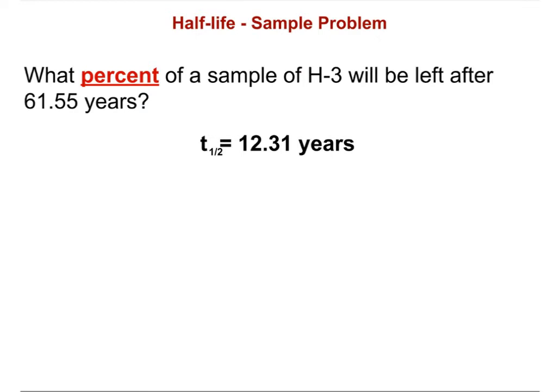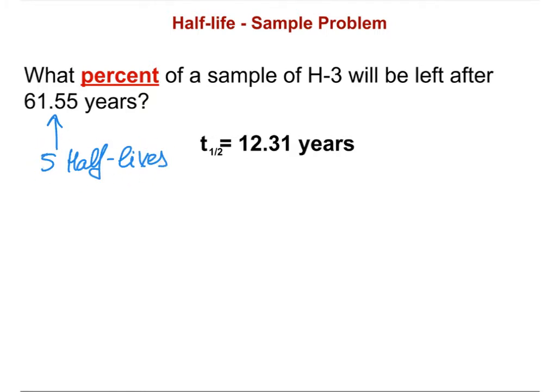Sometimes you are asked to calculate not the final mass of the sample, but the final percent of the sample that will be left after a certain period of nuclear decay. So over here, we see that the question asks to find the percent of the sample of hydrogen-3 that will be left after 61.55 years. Okay, we know that 61.55 years is 5 half-lives, because in the previous problem we already did the division.